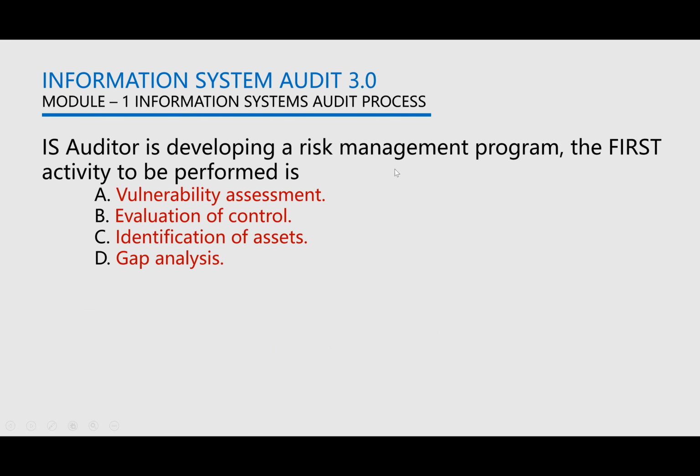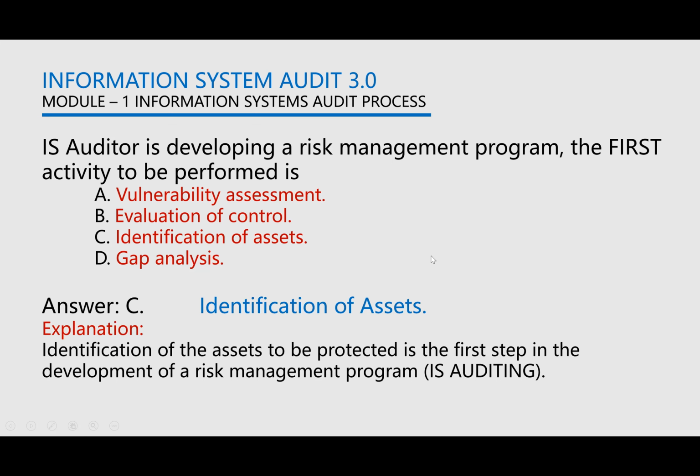Now, an IS auditor is developing a risk management program. The first activity to be performed is: number one, vulnerability assessment; evaluation of control; identification of assets; and gap analysis. Be very careful in this question. Answer, please. Identification of assets.